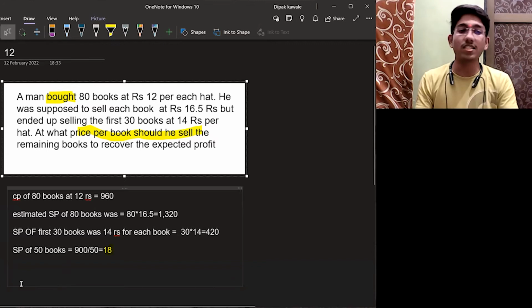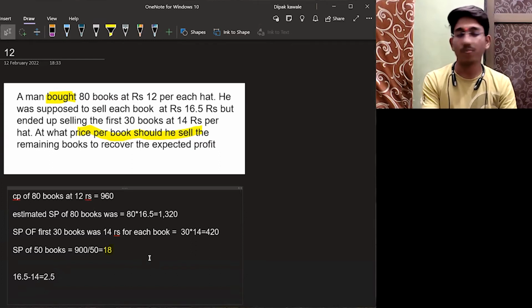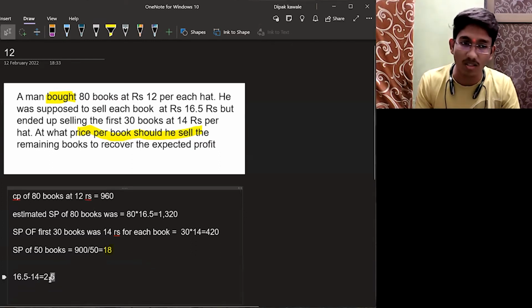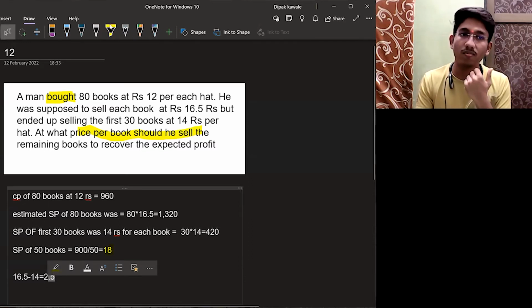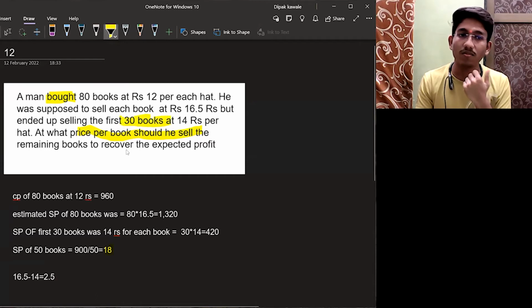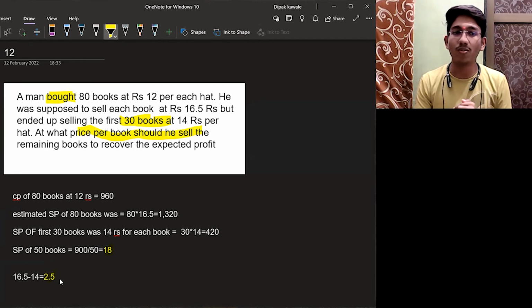Correct? So what is 16.5 minus 40? Can I say it is nothing but my 2.5? Sir, this 2.5 is the loss, that means I have got 2.5 less per book, for how many books? For 30 books, because I have sold all 30 books at 40 rupees. Okay, so that means, students, I should recover how much value? This 2.5 over how many books?